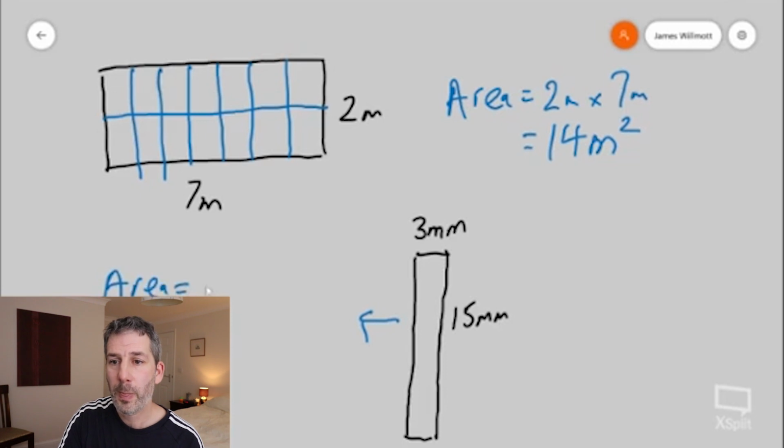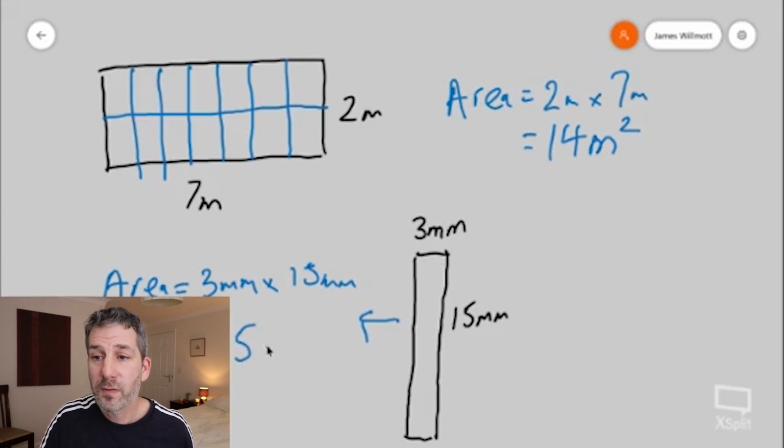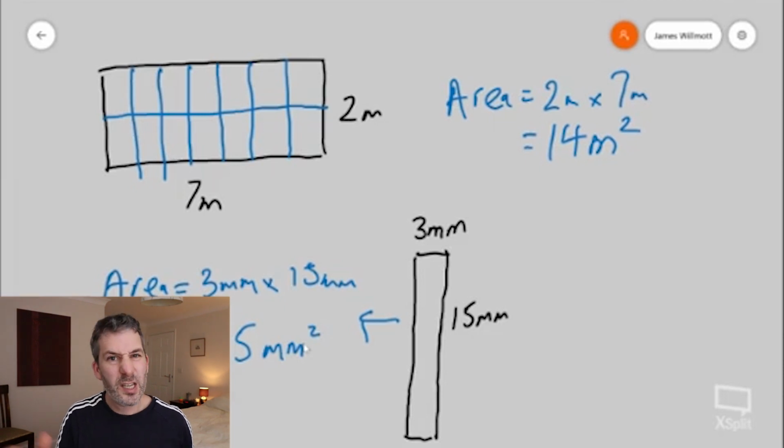The area is 3 millimeters multiplied by 15 millimeters. 3 times 15, well, it's 45, okay? 45, and that is square millimeters, or millimeters squared, you could say, either way around, really. That is it. Very brief, just a little introduction to the key concept of area, what it is, and how to work it out in simple examples.